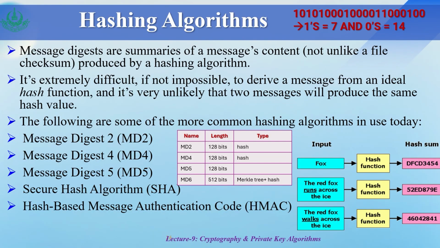Unlike a file's checksum, it is produced by a hashing algorithm. It's extremely difficult, if not impossible, to derive a message from an ideal hash function, and it's very unlikely that two messages will produce the same hash value. This is a hashing algorithm used for security of the message at the receiving end, to check whether the message has arrived in its original format or not.